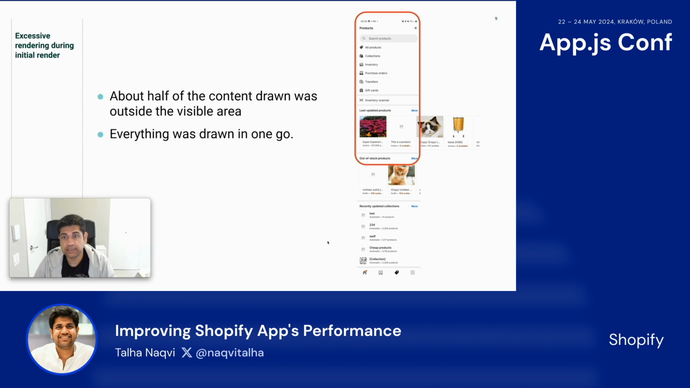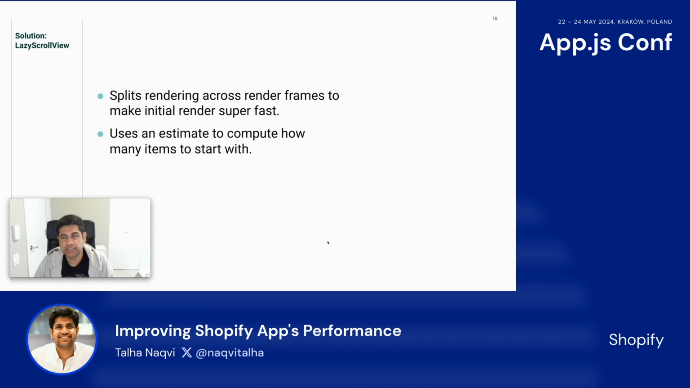But what we forget is scroll view will render everything in one shot, which is not ideal. We built something that we call lazy scroll view. It was built on top of FlashList. It's super simple. What it does is we give it an estimate that this is the average size of the items, which it will also help you compute. And then it renders the minimum amount that is required to fill up the screen on the first render. And then it pauses for the next draw frame and renders the rest of the things later.